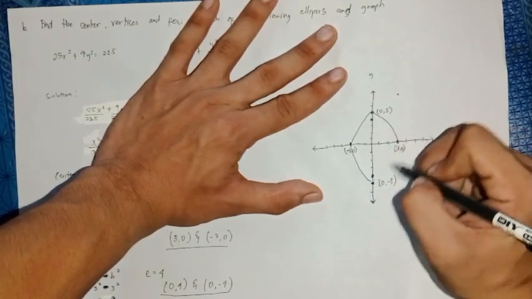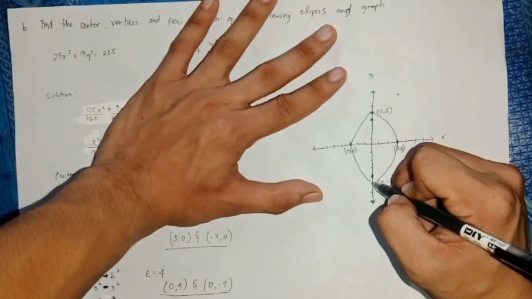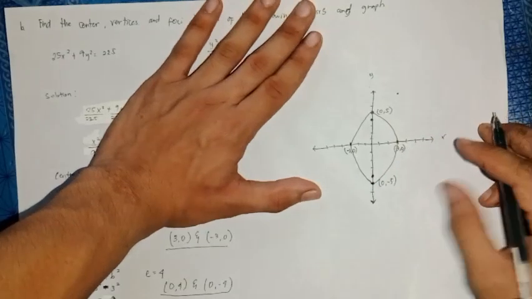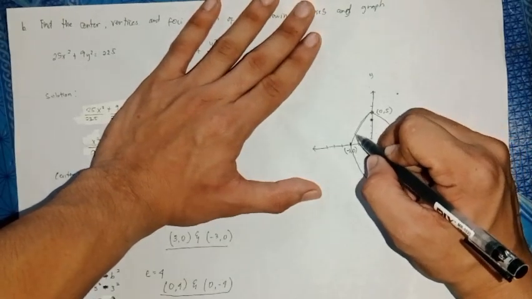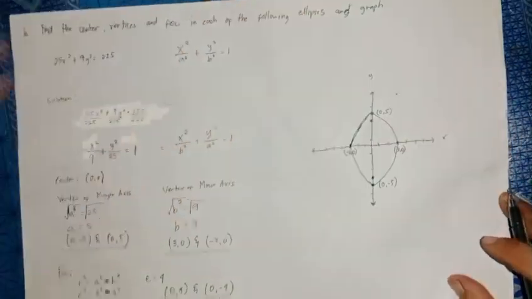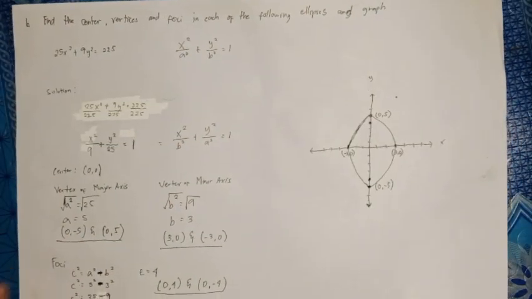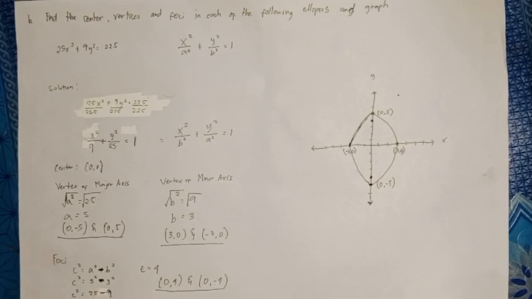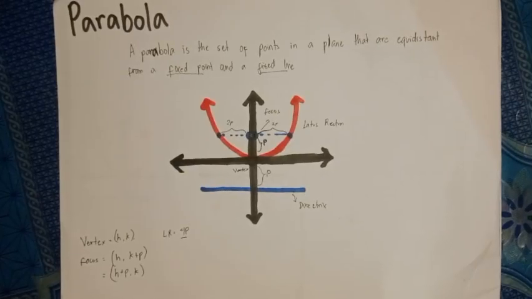So our ellipse looks like this. Next, we will proceed to the next conic section. Now, let's proceed to the third conic section. That is what we call the parabola.